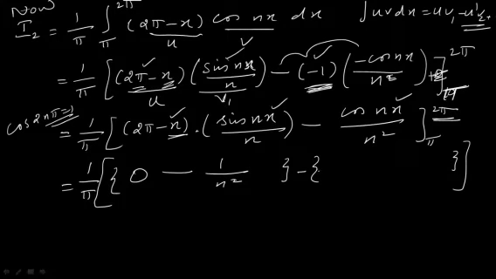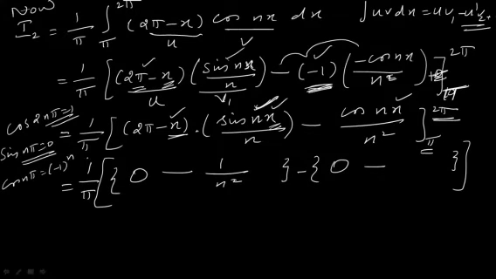So upper limit over. Coming to the lower limit, here you have pi. If you replace x by pi, look at the sine term first. Sin n pi value is 0. So if you replace this x by pi, this entire term becomes 0. So the first term becomes 0, minus cos n pi. Cos n pi value is (-1)^n. So cos n pi is (-1)^n divided by n squared.